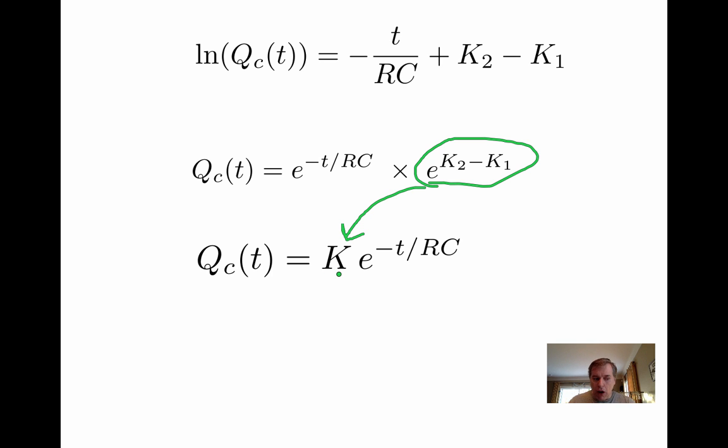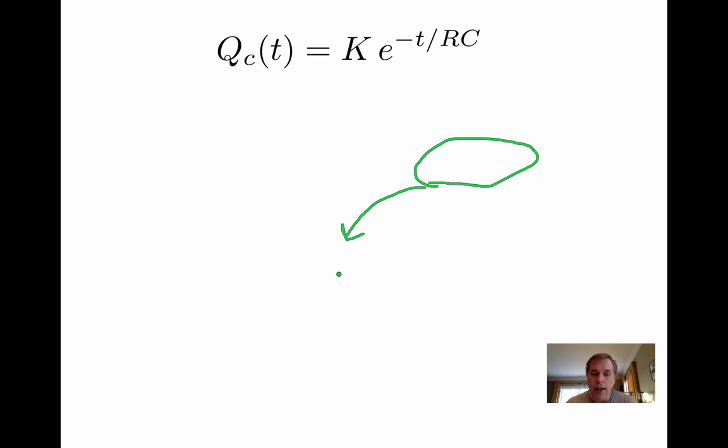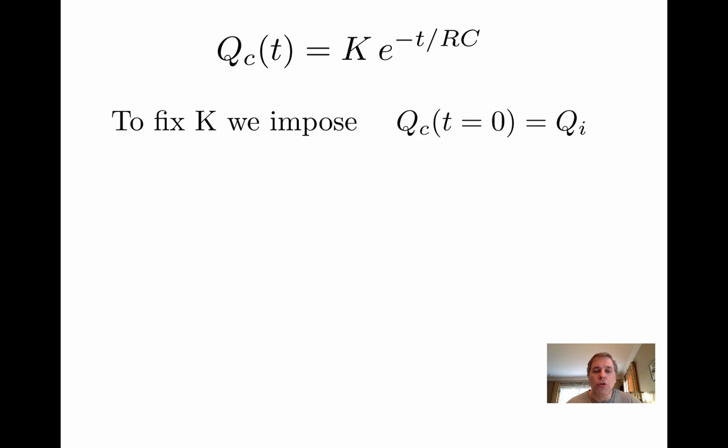Now this constant for now can be anything, but there's a way to fix it. To fix it, we have to use what we call an initial condition. Okay, that's our solution, but remember that we know one value of Q at one specific time. When we closed the switch, we knew that the charge was equal to Q sub i. That's some value that would have been given to us in the problem. So to fix K, we impose that at t equals 0, the charge on the capacitor is equal to this Qi, which is some number that someone should have given us.